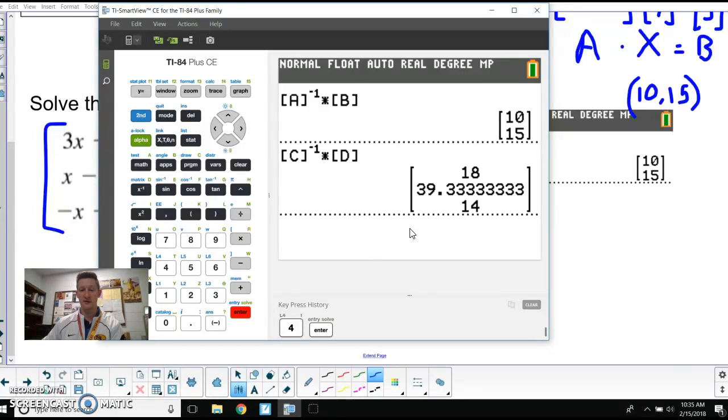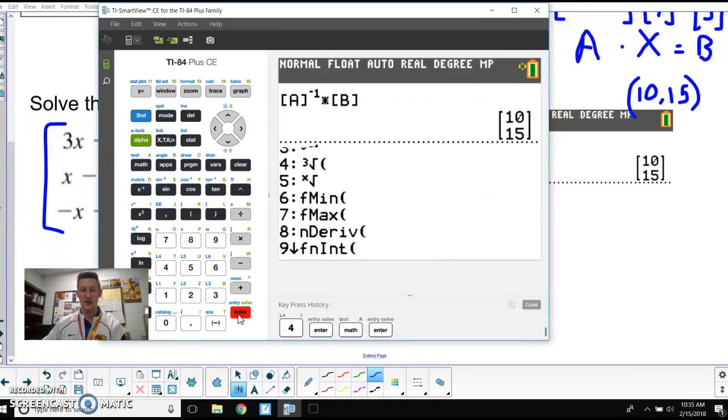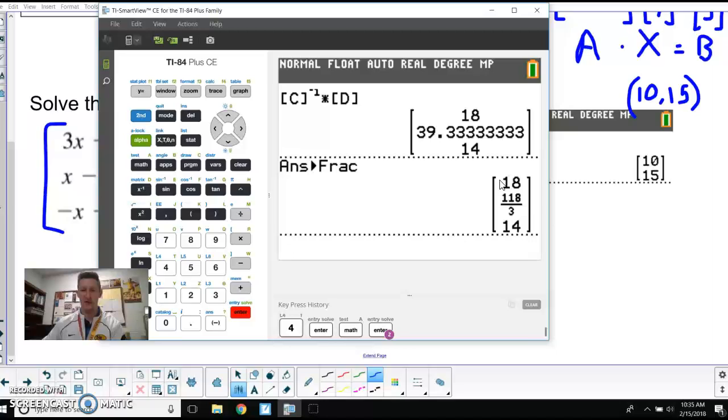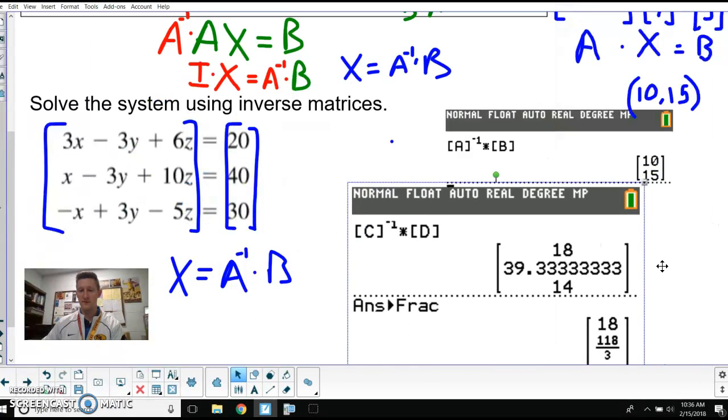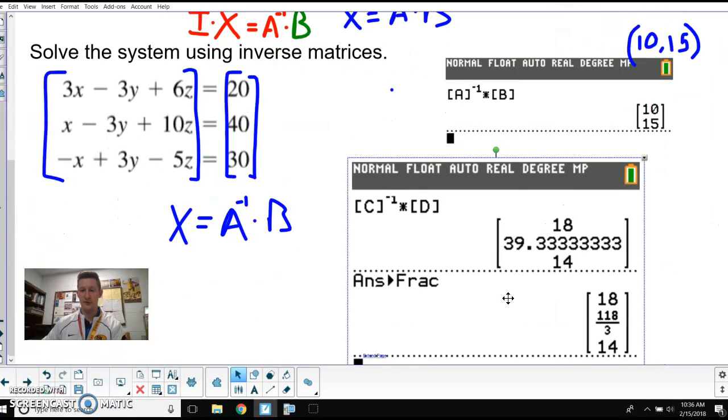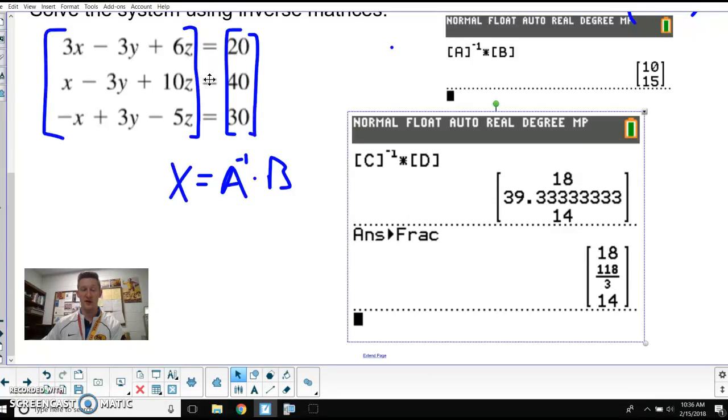I hit enter and I get this: 18, 39 and a third, and 14. If you want to change that to fractions because you're unsure about what 0.333 is, it's 1/3. So 39 and 1/3, or 118 thirds, and 18. That'd be my ordered triple. Let me drag that out of there. There would be my answer to that one. That's the ordered triple that satisfies this system.